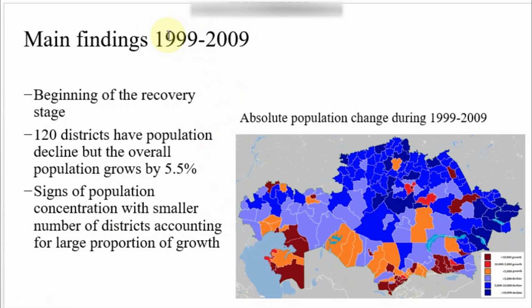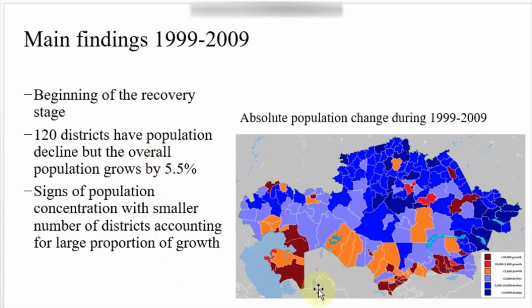Then in 1999 to 2009, we can see an overall population recovery, despite the fact that most parts of the country are still in population decline. There's been an overall population growth of more than 5%, with 120 districts with population decline, but a relatively small number of districts with significant population growth.